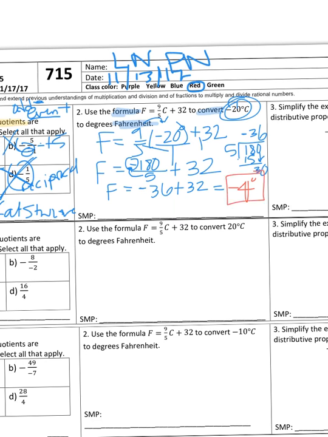And here, the SMP that you're using is definitely SMP 1. So I can persevere on problems. You guys can fit it there better.